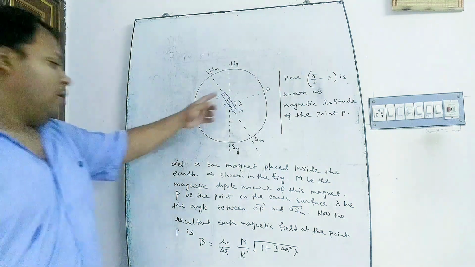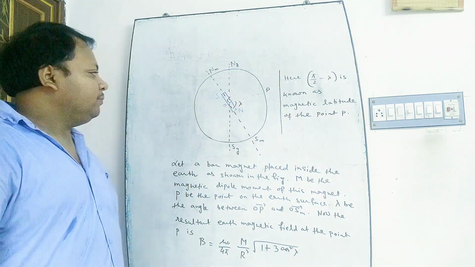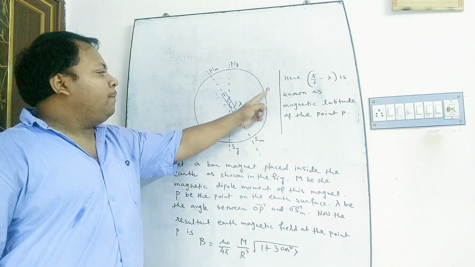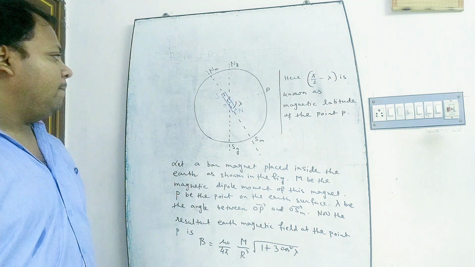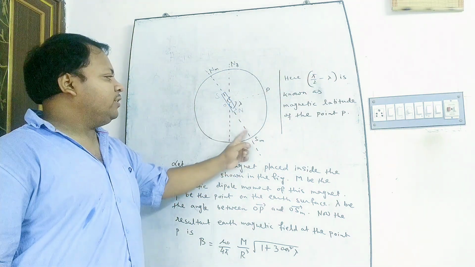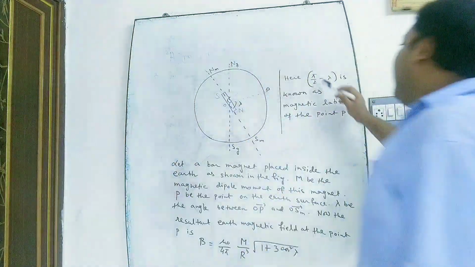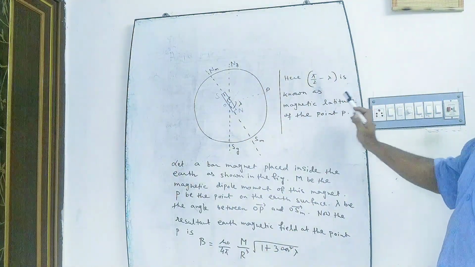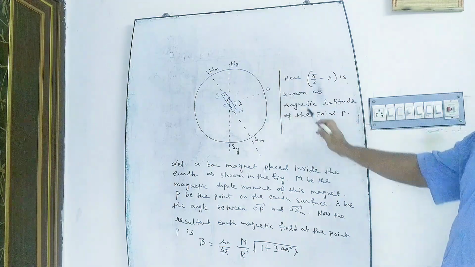Now P be a point on the earth's surface. The angle between PO and M is denoted by lambda. Here pi by 2 minus lambda is known as the magnetic latitude of the point A.